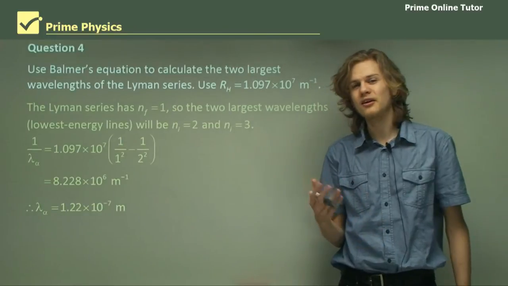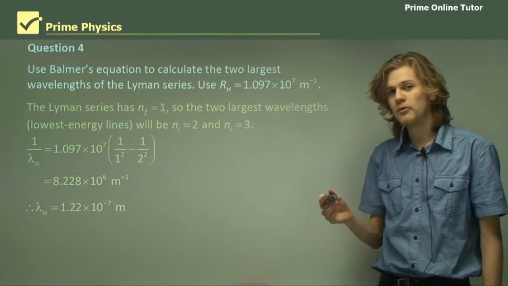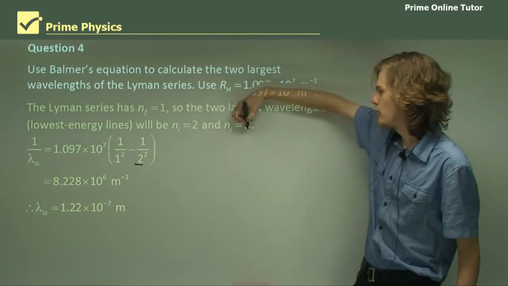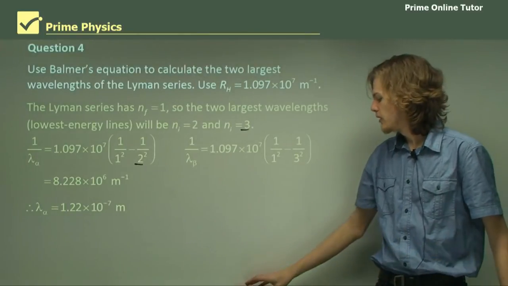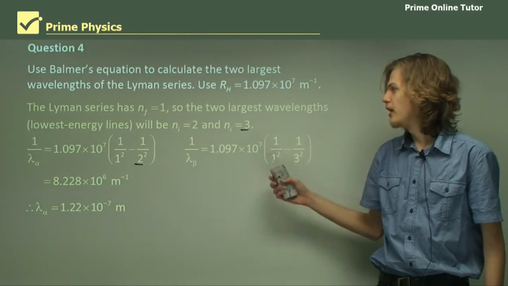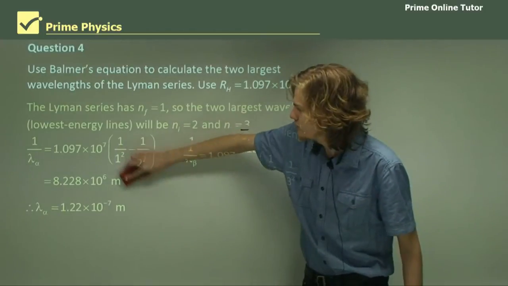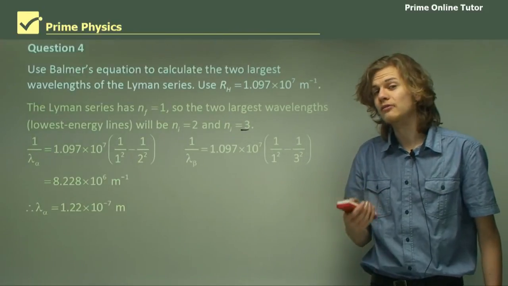What about Lyman beta, which will have Ni equals 3? So once again, we'll put up the equation, but this time, instead of having a 2, we'll have a 3. Easy enough. So this means that it'll still be in the Lyman series, so it'll still probably be ultraviolet. And it will be a bigger jump, so it will have a lower wavelength.